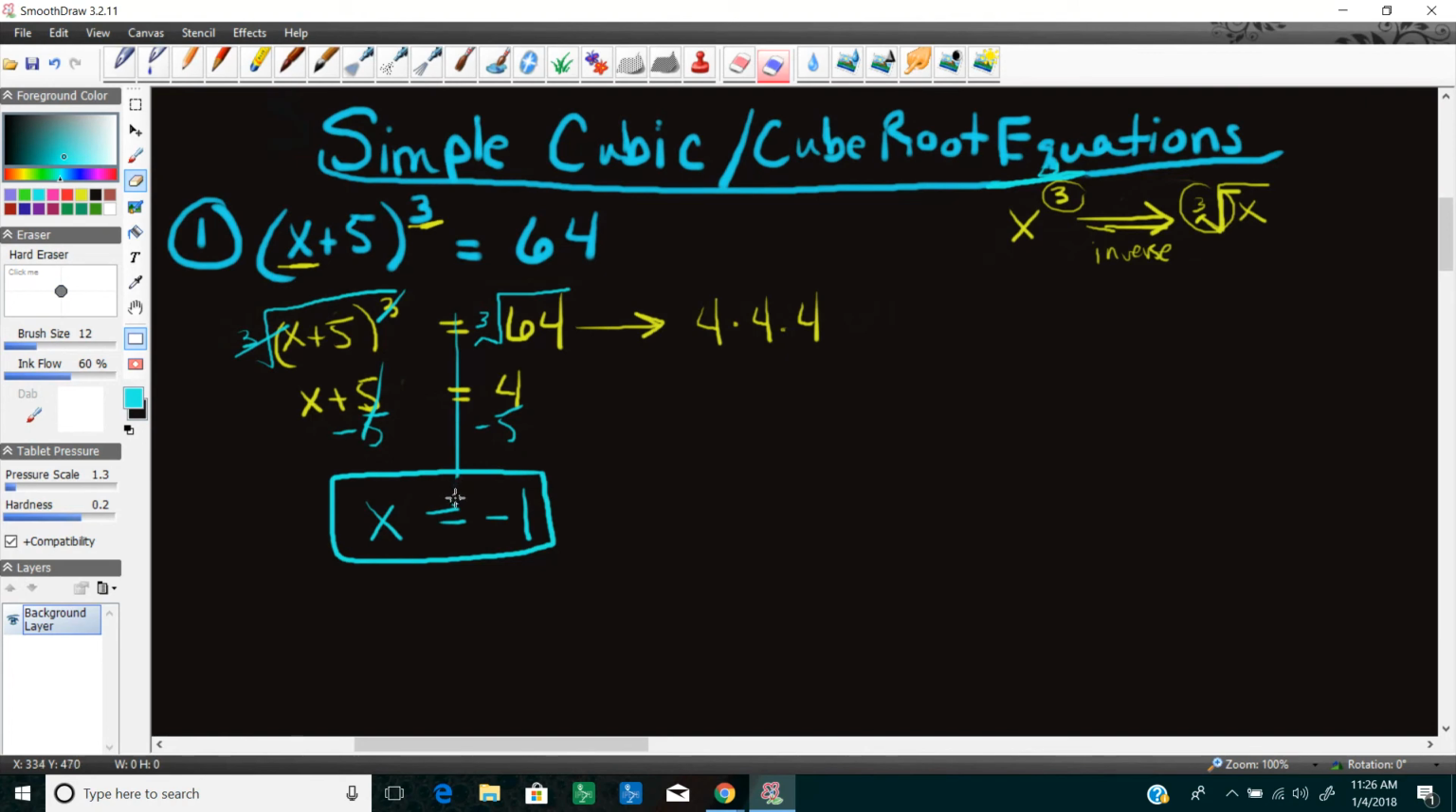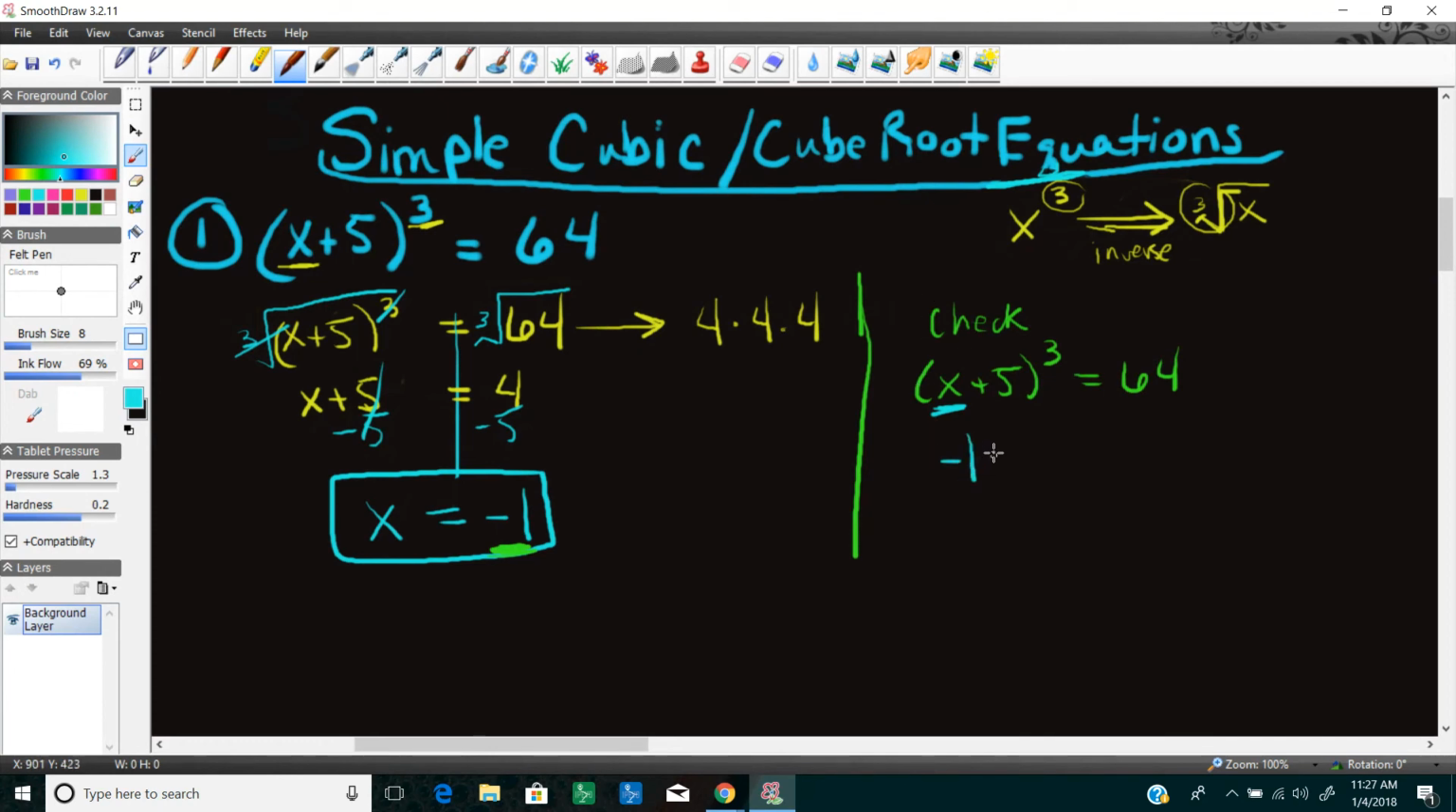I would like you to check it really quickly. We don't like to check, but it's good practice so we can see exactly what we're doing. Remember, we're trying to find a value that goes into the equation that makes it true. So for the check, I have x plus 5 cubed is equal to 64. I'm going to take this value, negative 1, and plug it in wherever I have an x. So in this case, just right here.